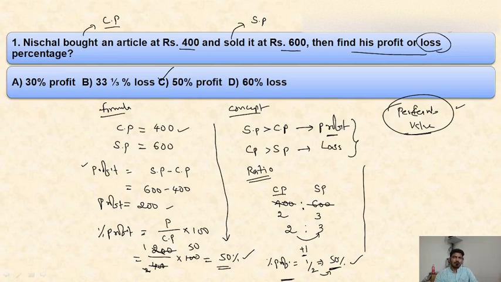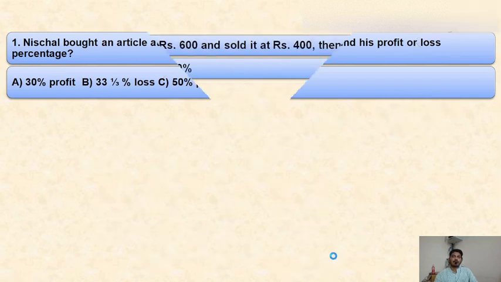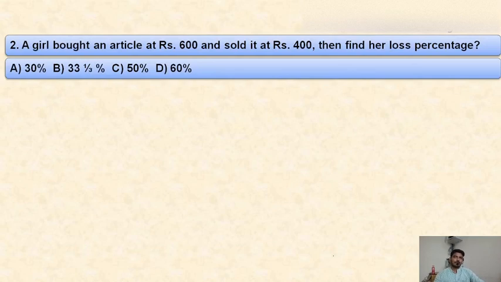Let us go for one more question on profit and loss based on model 1. Okay, here is another question. A girl bought an article. Bought means we need to consider this one as a cost price here. So that was 600 rupees. So what is the cost price given in the question? Cost price given in the question is 600 rupees, and sold. Sold means selling price here. The selling price was given as 400 rupees. Then find her loss percentage.